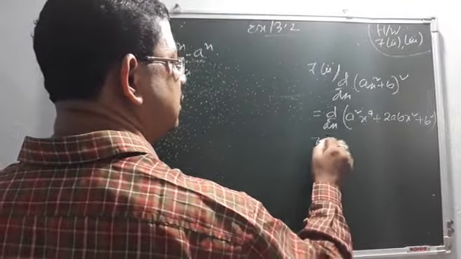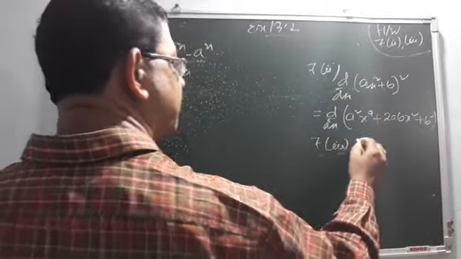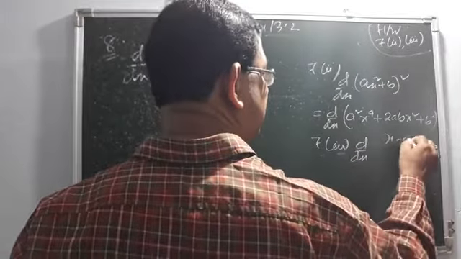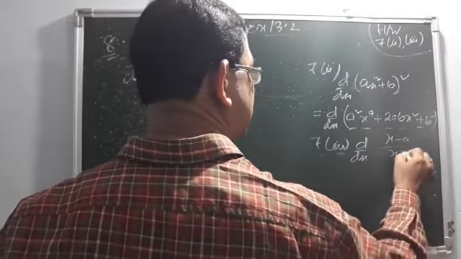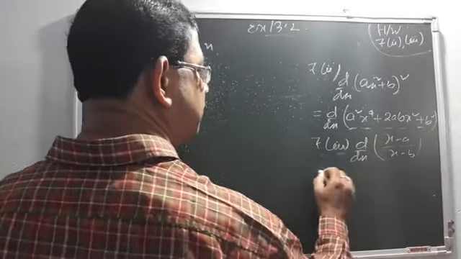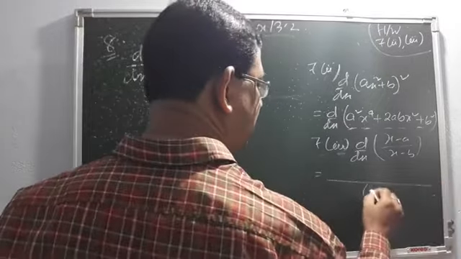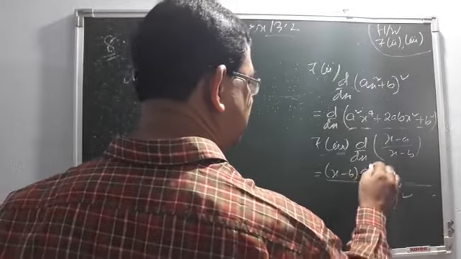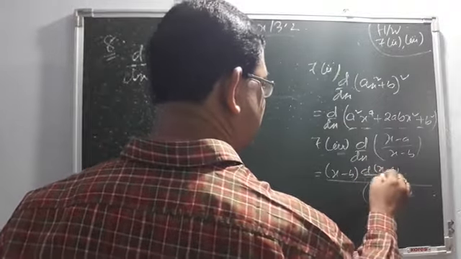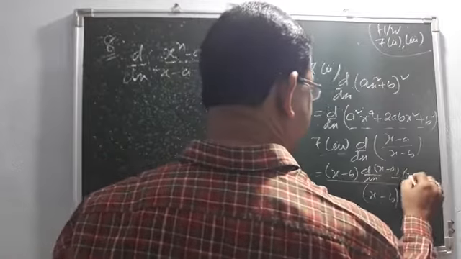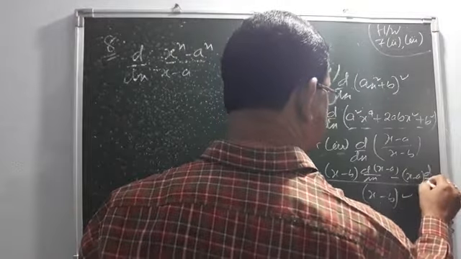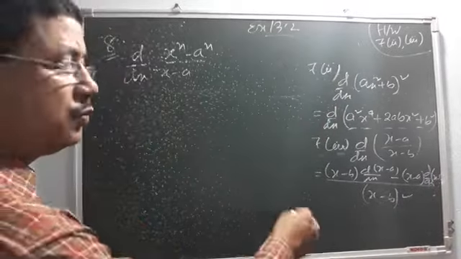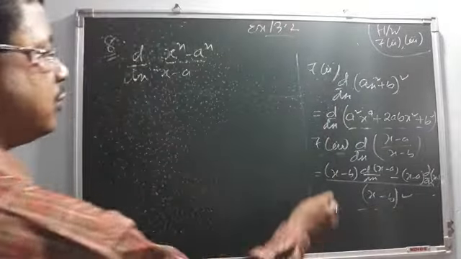And for 7.3, a little clue I have to give: d/dx of (x minus a) by (x minus b). It is in u by v form, so what to do? V squared, then keep v and differentiate x minus a, minus, keep x minus a and differentiate x minus b. So this is your answer. Then you have to do the remaining part of it. So this is the clue for homework.